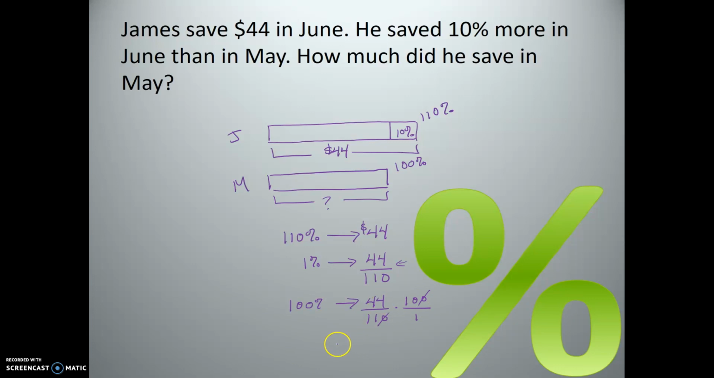Now I've got 44 over 11, which is a nice number to cross-cancel, because I can put a 1 here and I can put a 4 up here. Now I've just got 4 over 1 times 10 over 1. 4 times 10 is 40. 1 times 1 is 1. So 100% equals $40. So $40 is what James saved in May.